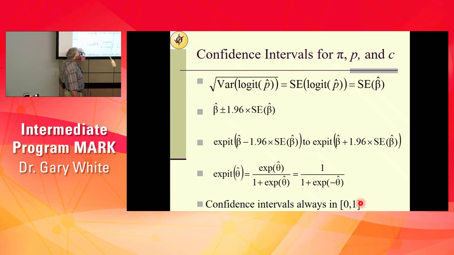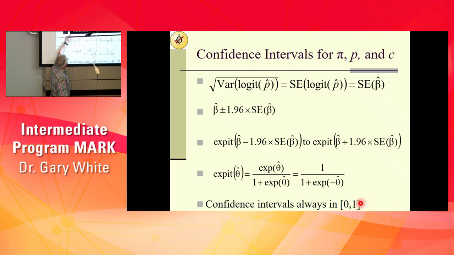Or you can think of it, if we didn't have it in a design matrix, if it's just like a simple PIM, that beta would be exactly what we estimated. And so then what we do is we put a confidence interval on the beta based on that standard error that we computed on the logit scale, of plus or minus 1.96 times the standard error of beta. And then we exponentiate it back to get the confidence interval. And so what it does then is it forces that confidence interval to be between 0 and 1.